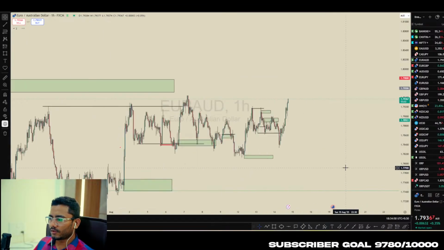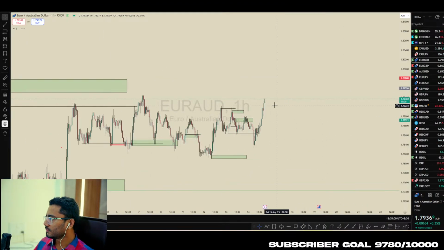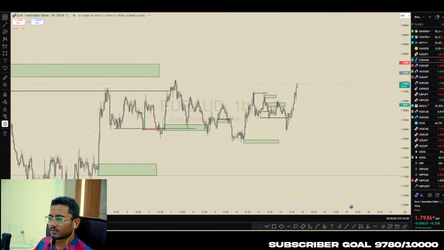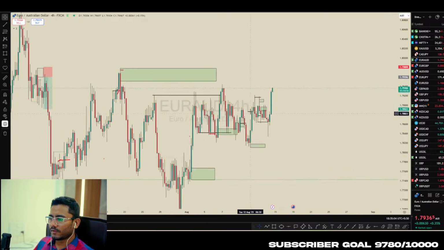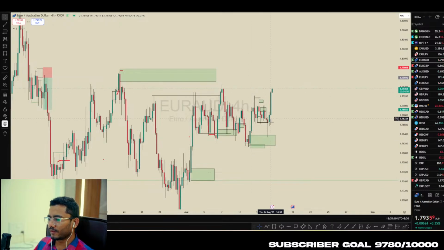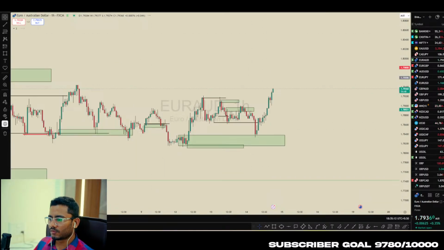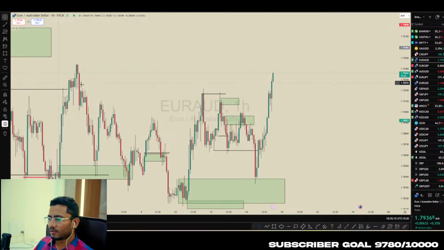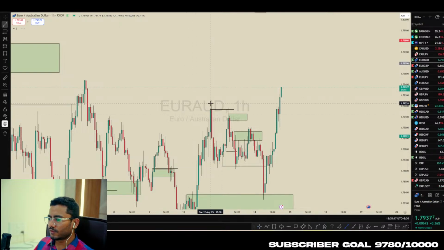Same thing if you look at Euro AUD. We can see the momentum is to the upside. Price has tapped this order block. I was waiting for price to reach this refined order block, but then price tapped this order flow. So this is a 4-hour order block, and price gave us this break of structure.